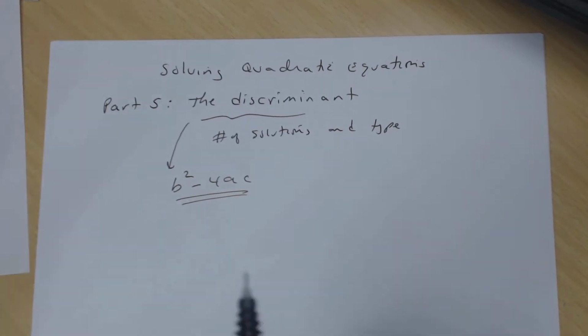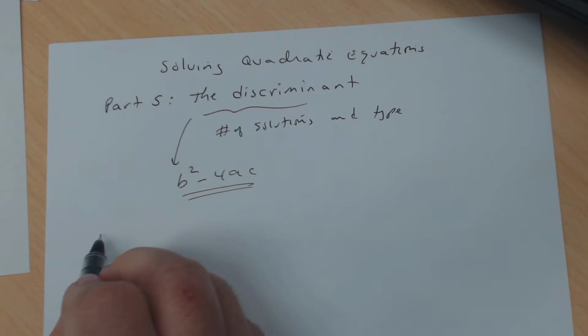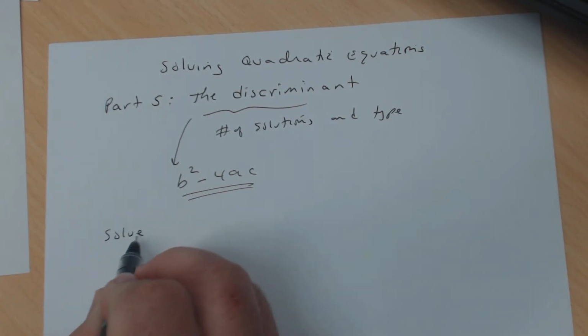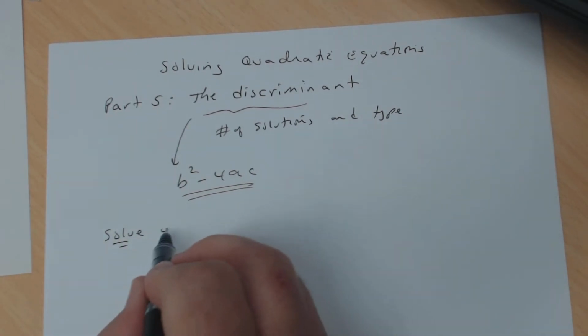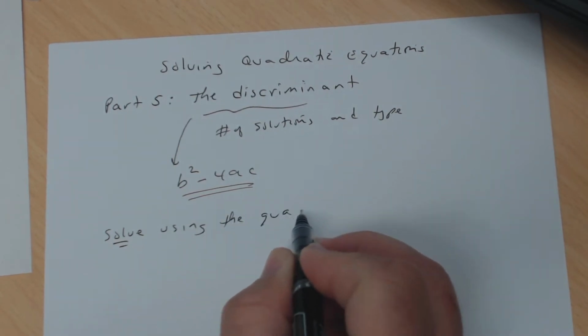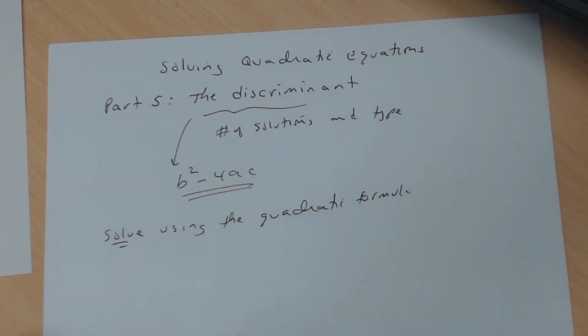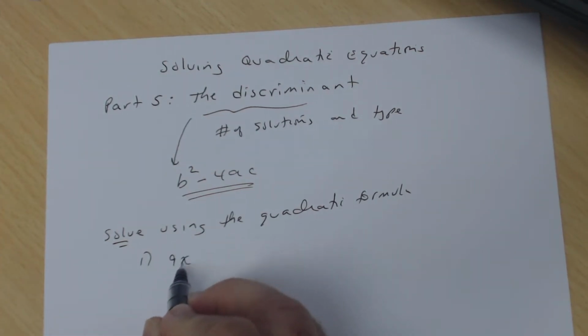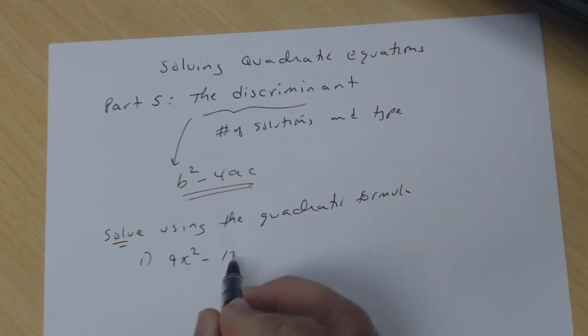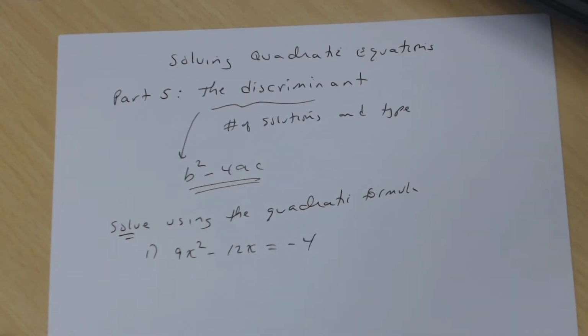Okay? All right, so let's review something for a moment, and then we'll discuss the discriminant when we get to it. So let's solve this equation, and we're going to solve using the quadratic formula. All right, so this is a review. Suppose we had number 1, 9x squared minus 12x equals negative 4. I'm going to solve this quadratic equation using the quadratic formula.